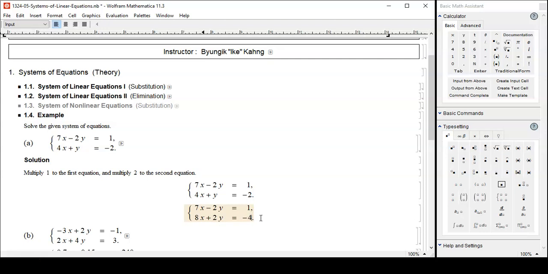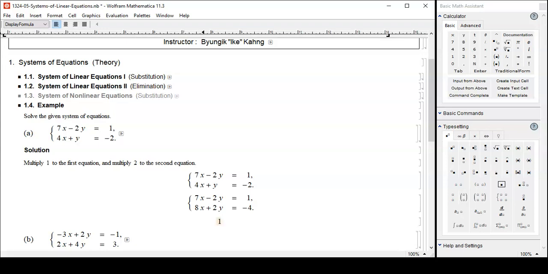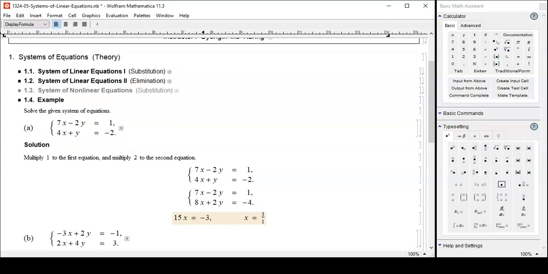And then, of course, the reason must be obvious by now. We have minus 2y plus 2y. Adding up, they'll kill each other out. 7 plus 8, we have 15x equals, let's see, 1 minus 4, that's -3. x is therefore -3/15, that is -1/5. Okay, I got 1.